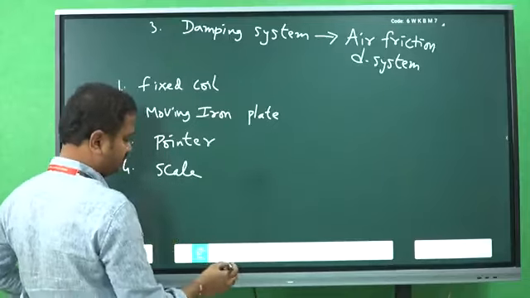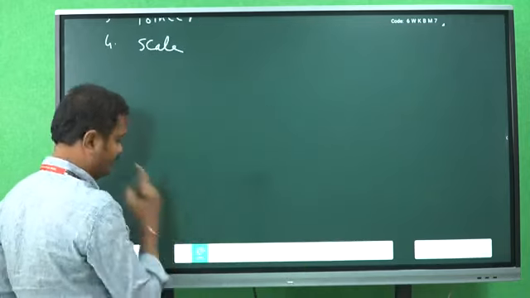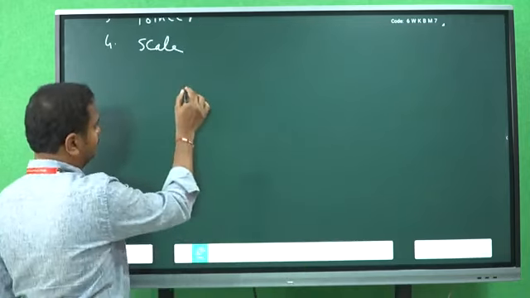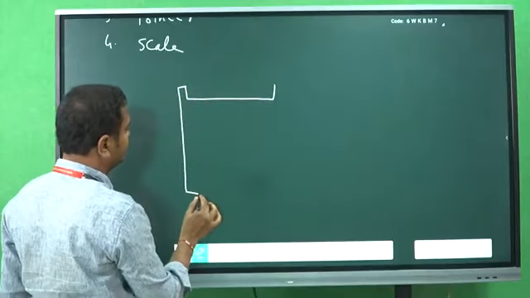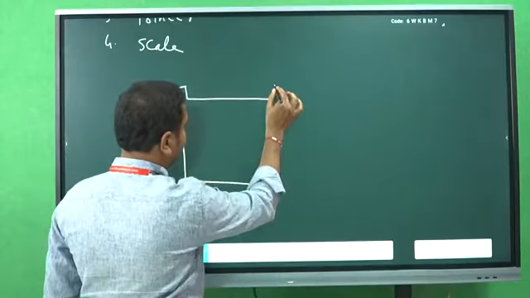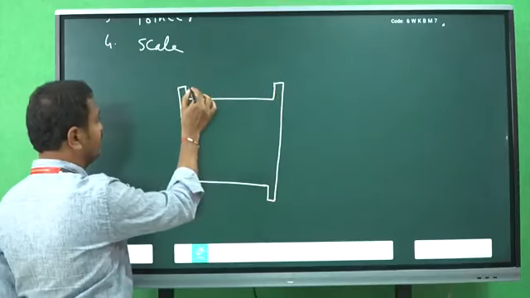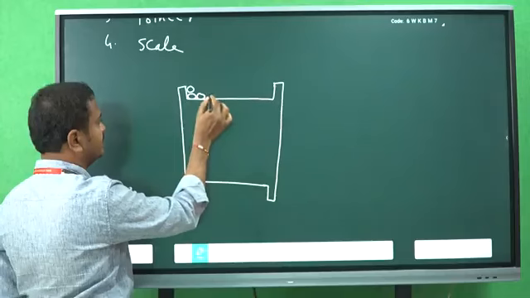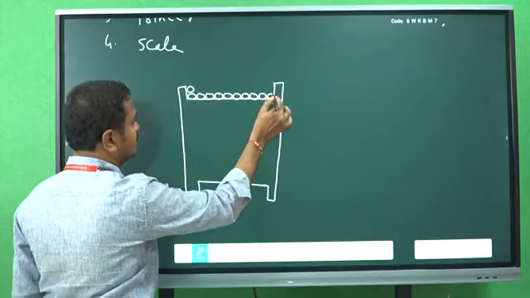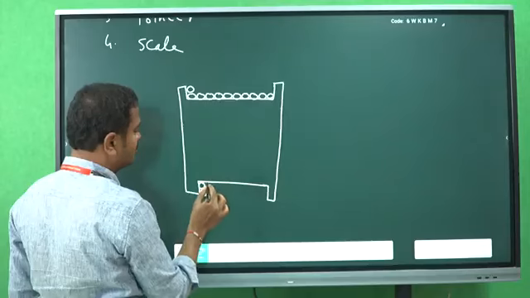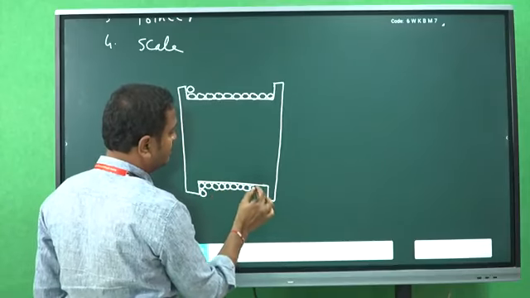So we have to draw the diagram. First, consider a chamber inside the instrument. Here we are using coils which are stationary, hence these are named fixed coils. The coils are stationary, not movable, so these are called fixed coils.